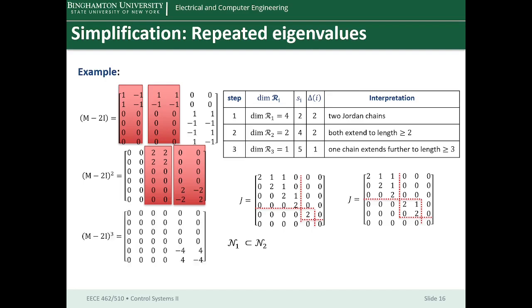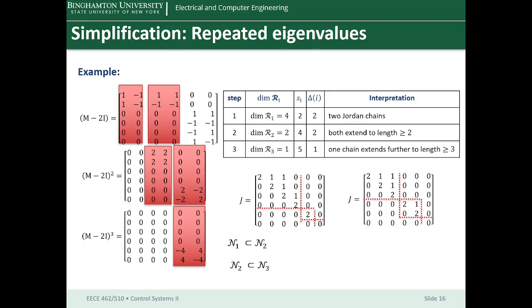Now let's increase the power once more and look at m minus 2I to the power of 3. This time almost all columns are 0 except for columns 5 and 6, and even those are linearly dependent. So we have only one linearly independent column, which means the rank is 1. Therefore the null space has dimension S3 equal to 5. Notice what just happened. The null space dimension increased from 4 to 5. So delta 3 equals 1. That means only one new generalized eigenvector was created at this level.